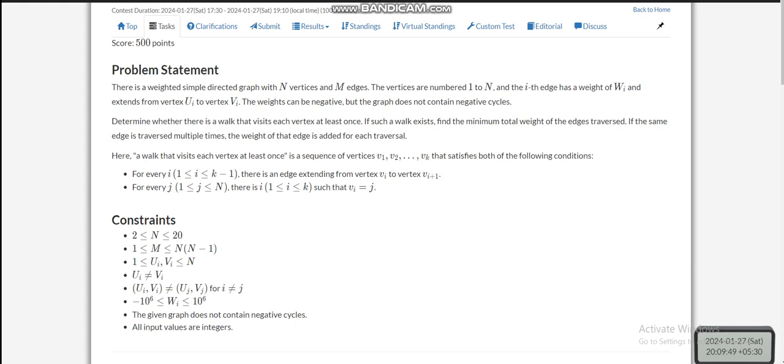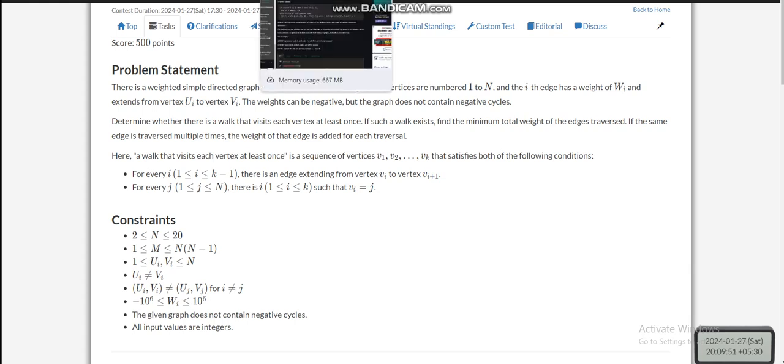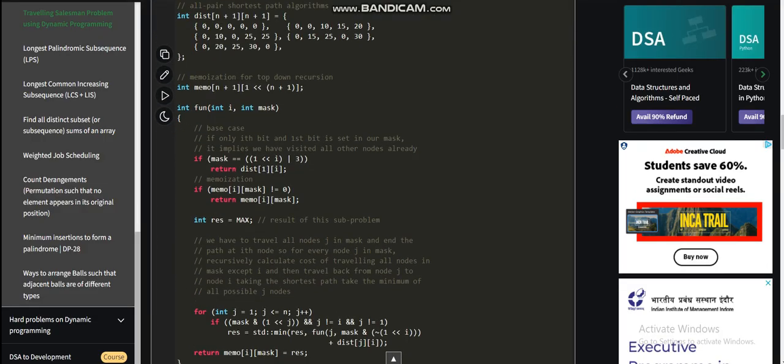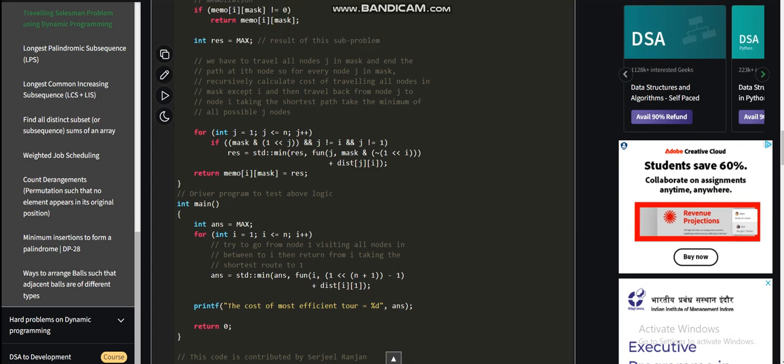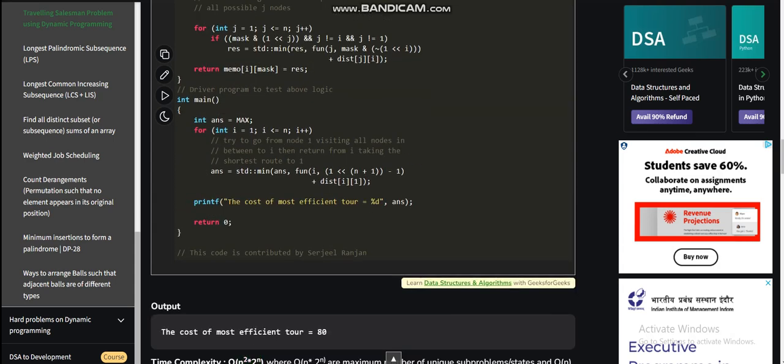Now what is the time complexity of the traveling salesman problem? The time complexity of the traveling salesman problem is also 2 to the power n times n squared. So we have to use the algorithm of the traveling salesman problem. We don't have to optimize it, we just have to modify it.